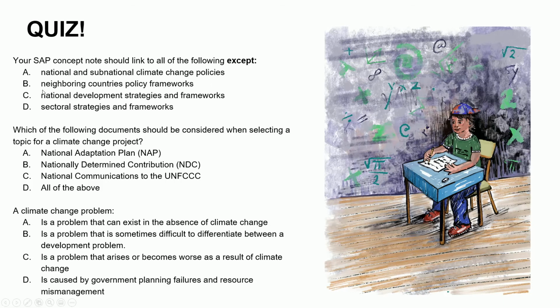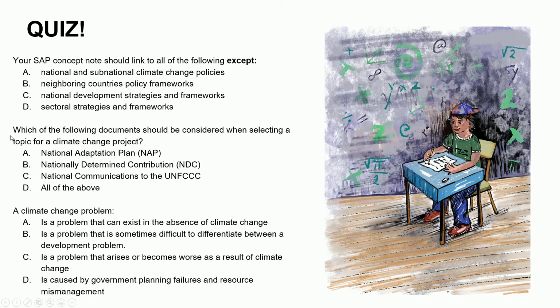All of the other ones we want to link to: national and subnational climate change policies, yes, definitely. We definitely want to link to national development strategies and frameworks, and we most certainly want to link to sectoral strategies and frameworks. Now next, which of the following documents should be considered when selecting a topic for a climate change project? The NAP, the National Adaptation Plan, the NDC, the Nationally Determined Contribution, or the National Communications, the NCs, to the UNFCCC, or all of the above.